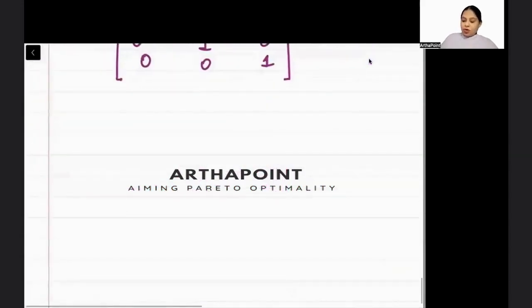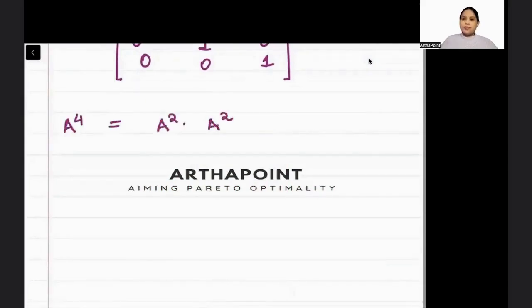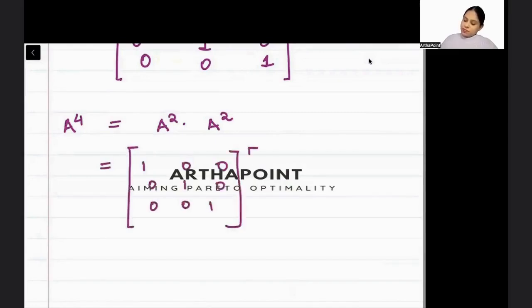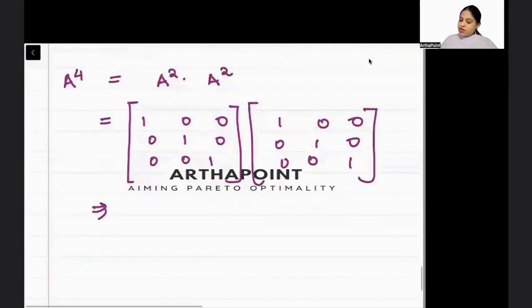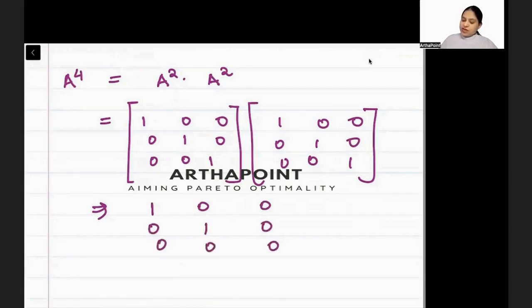तो बेटा एक बात बताओ, what will be A to the power 4? It will be A square into A square, right? 1 0 0, 0 1 0, 0 0 1 into 1 0 0, 0 1 0, 0 0 1. So beta what will you get? 1 plus 0 plus 0 is 1, 0, 0, 0, 0 plus 1 plus 1 is 1. You will get this only. Please verify.